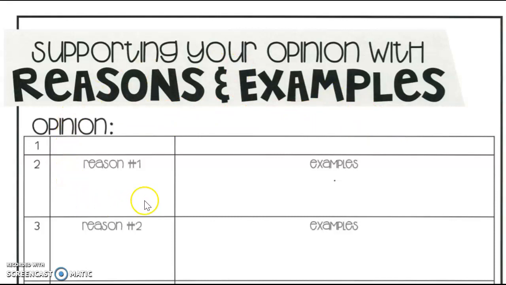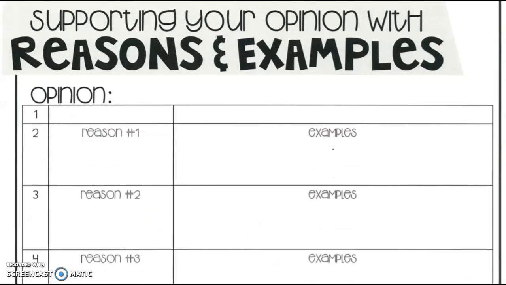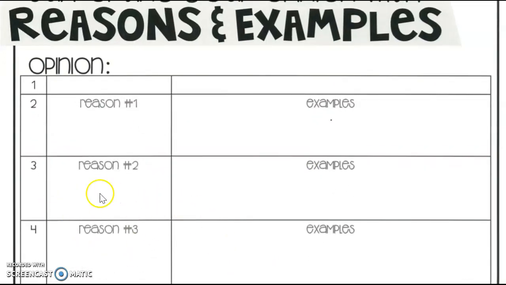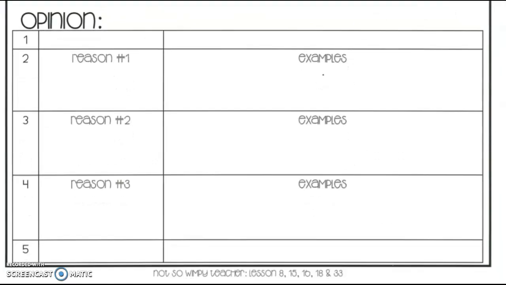Then you're going to give a reason to support your opinion and write examples. You're going to give a second reason to support your opinion and give examples. And a third reason to support your opinion and give examples. If you would like to do an additional one for number 5, you may do that, or you may skip the number 5 box if you would like.